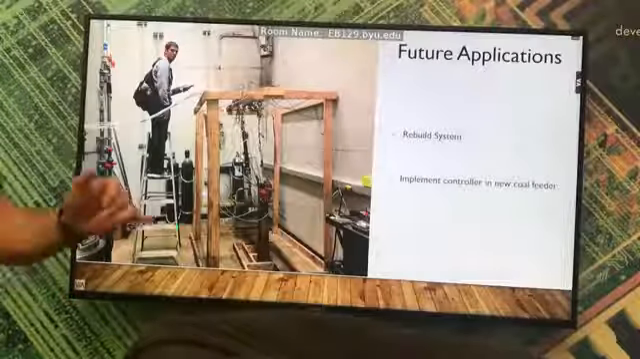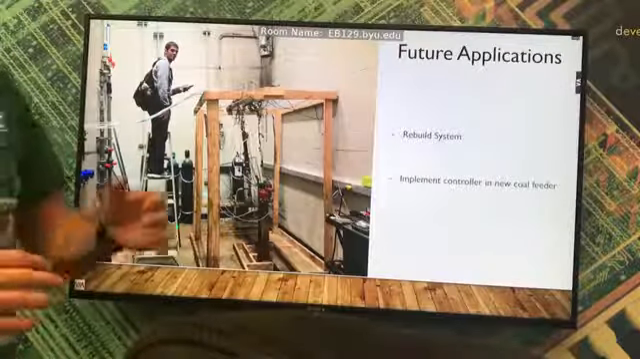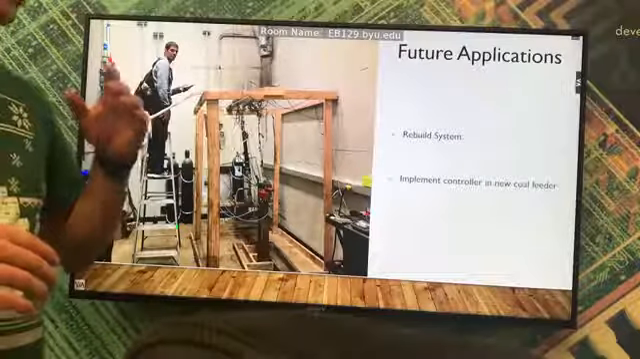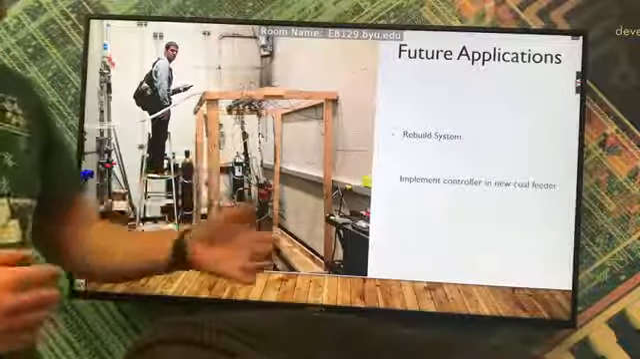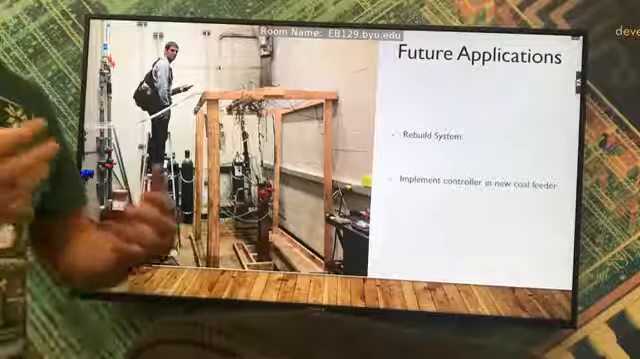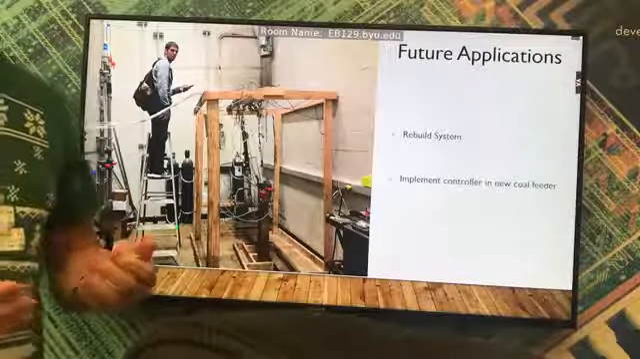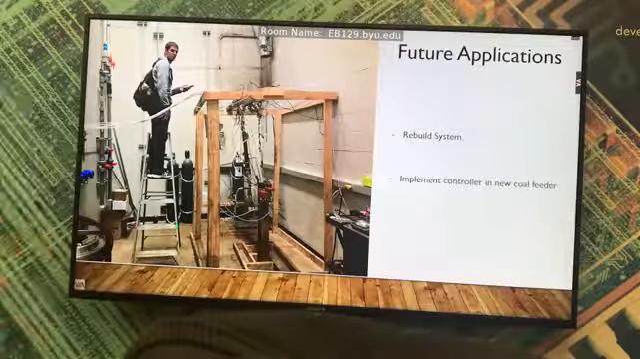Currently the system has been taken down, so in the future, when it's rebuilt, we plan to implement our controller parameters on the coal feeder, and we are confident that it will improve the controller.